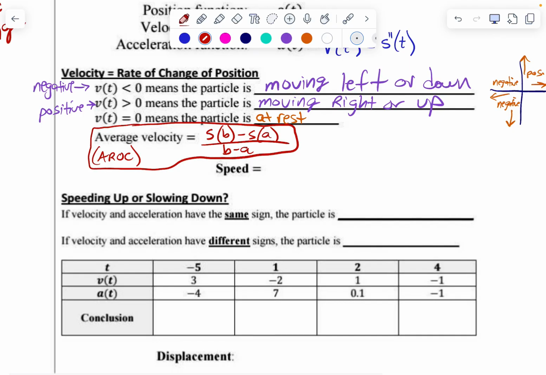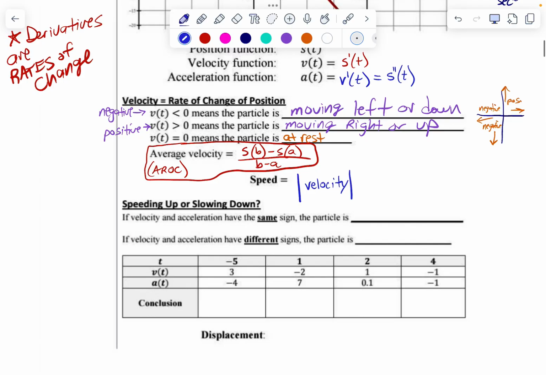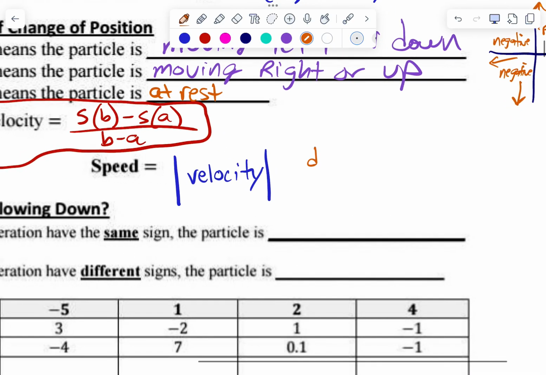All right, speed is the absolute value of the velocity. Which does what to it? It essentially removes the sign, right? So speed is directionless. That's all. I guess we could just say it that way.